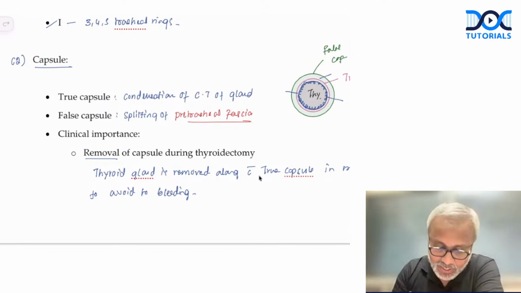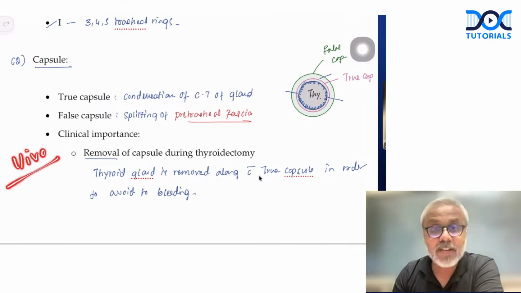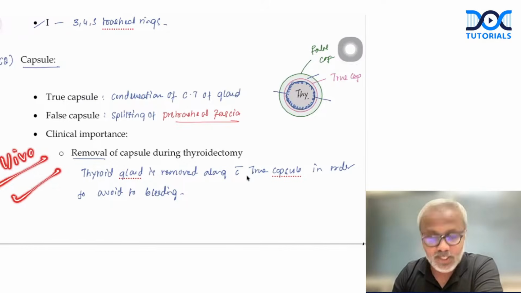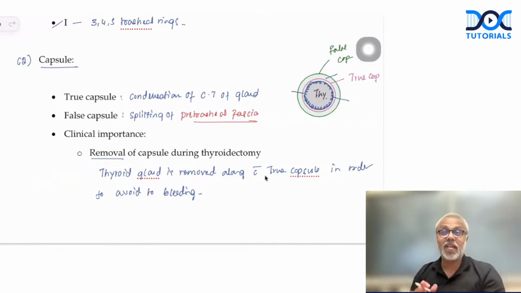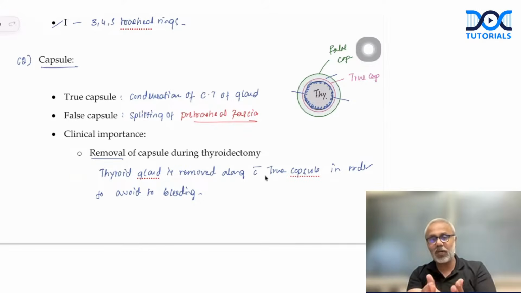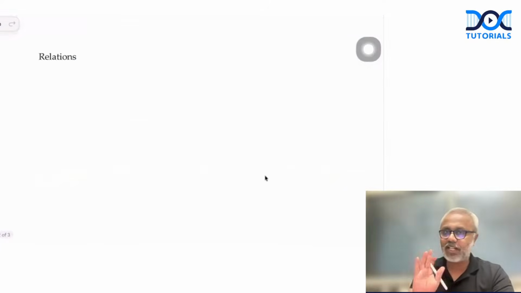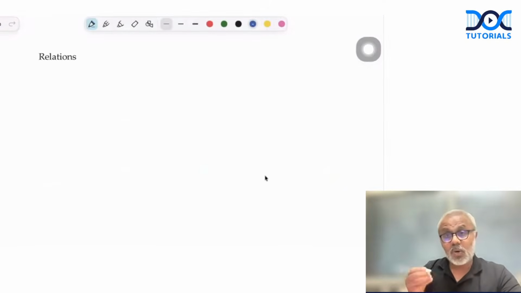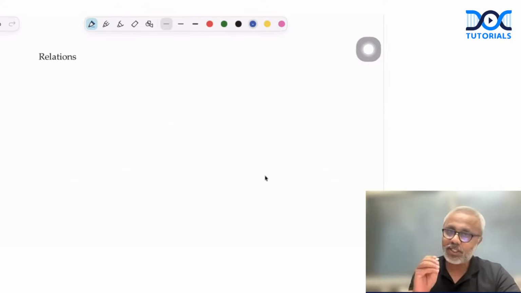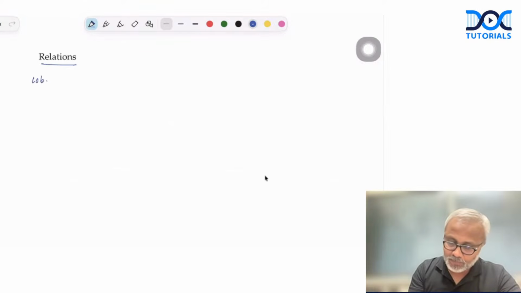And as I said, this is often asked in your viva, right? So this reason or anatomical basis behind leaving the false capsule and taking the thyroid with the true capsule, you must know. Done? Right. So 2 marks if you write this. This is done. Then the next thing is regarding relations. Now, most often the students make a mistake of writing the relations of the isthmus and usually forget about the lobes. So let's start with the relations of the lobes to begin with.